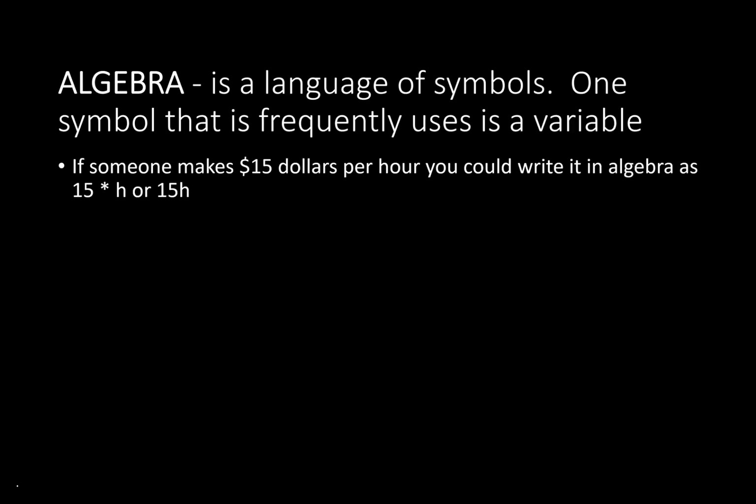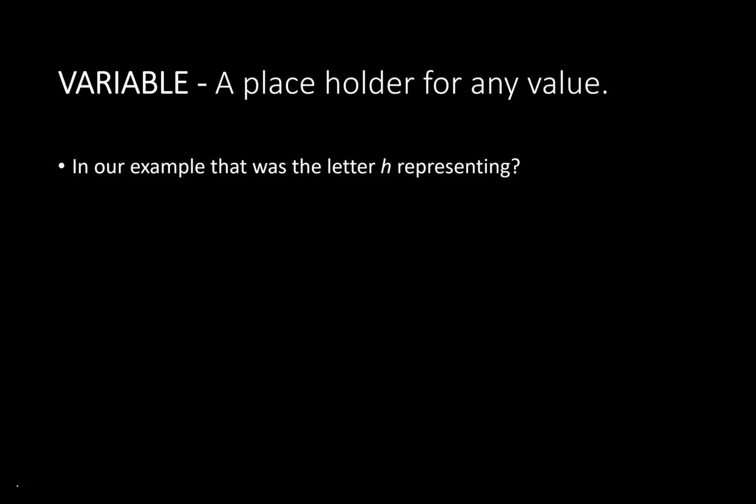All right, algebra is a language of symbols. One symbol that is frequently used is called a variable. So if someone makes $15 per hour, we all like to make money, right? You could write it in algebra as 15 times h, or 15h. It's that h that is the variable we're going to be talking about. So a variable, what is that? It is a placeholder for any value. In that last example, what was the letter h representing when we said the person makes $15 per hour? What would h be? Hour, correct.